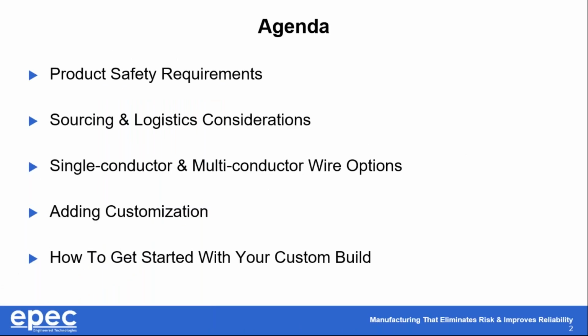First, the agenda. We'll be discussing at a high level the product safety requirements and how they apply to these types of cable assemblies and discrete wires. Next, we'll be discussing the sourcing and logistics challenges and additional considerations with the global supply chain and marketplace that we work within. Next, we'll be discussing options for both single conductor and multi-conductor wire solutions. Then we'll be discussing ways to customize your build while still being compliant to the existing UL specifications. Lastly, we'll touch on ways to get started with your custom build.